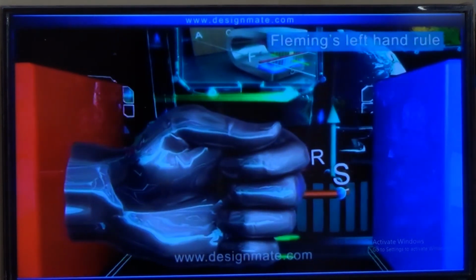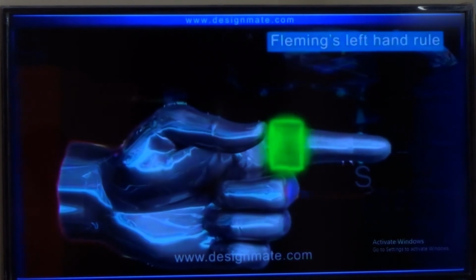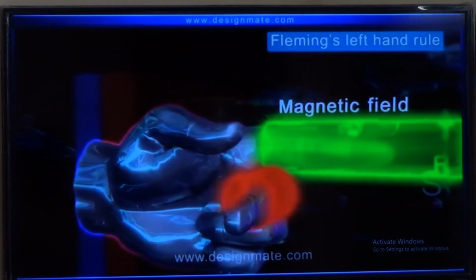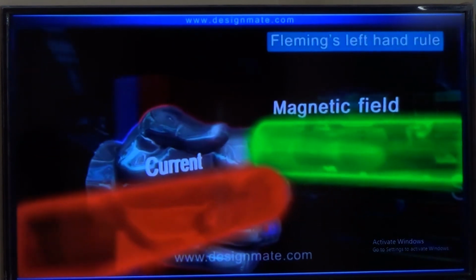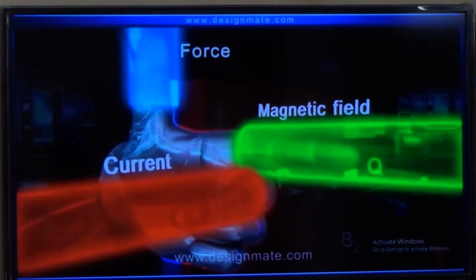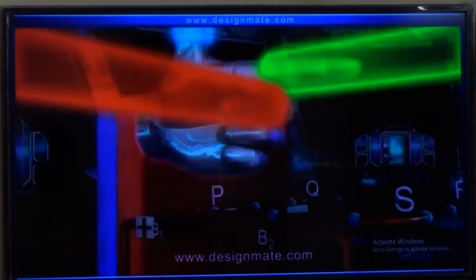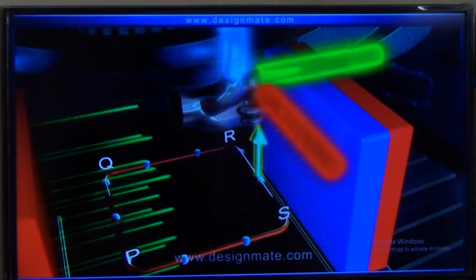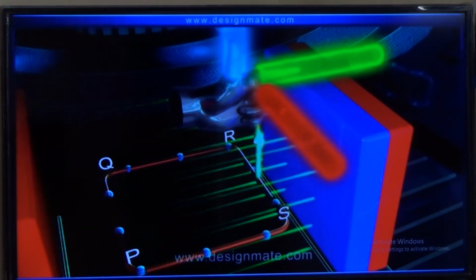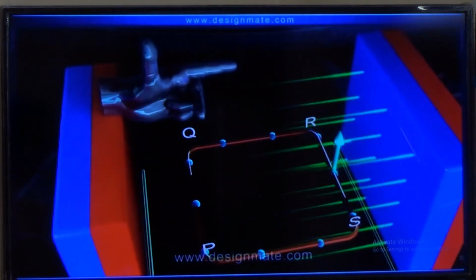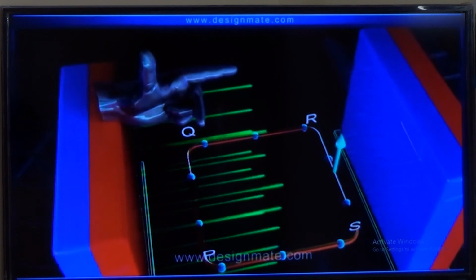According to this rule, if the first finger points in the direction of the magnetic field and the second finger points in the direction of the current in the conductor, then the thumb points in the direction of the force exerted on the conductor. Applying this rule on arm RS, we find that the force acting on it pushes it upwards. Now, we move on to arm PQ to find the direction of the force acting on it.